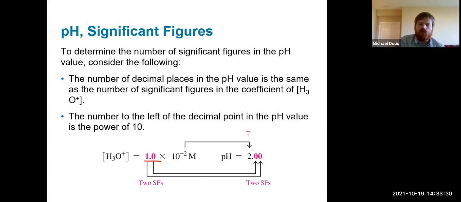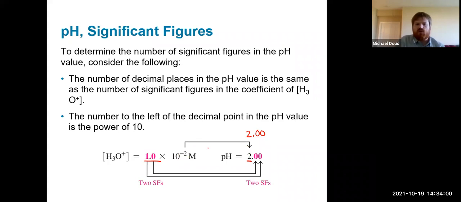So that's why even though we got 2, we need to report it as 2.00, because we had two significant figures for our hydronium ion value. Now, the ones digit here actually comes from the power of 10 that's available here for the molarity. So that basically doesn't count as a significant figure.